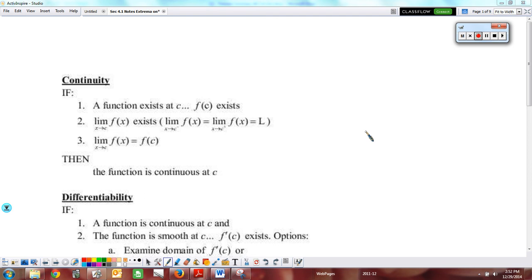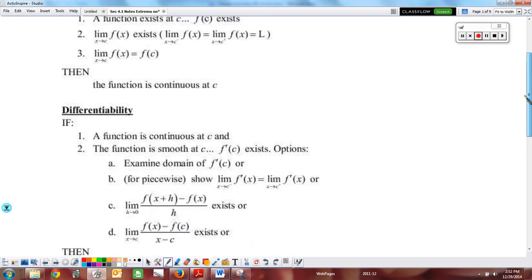And so a couple of big ideas that you need to remember from the previous chapters is our definition of continuity: if we can prove the following three conditions, that the function exists at c, the limit as x approaches c of the function exists, which means the left limit equals the right limit, and the limit is the same as the function value, then we know the function is continuous at c.